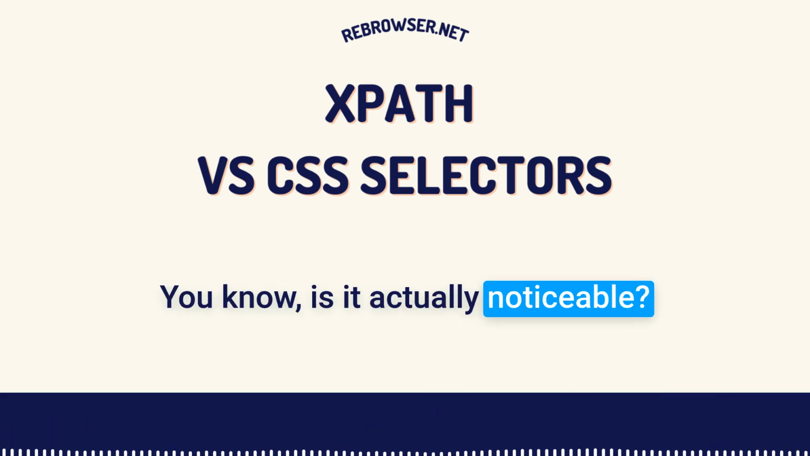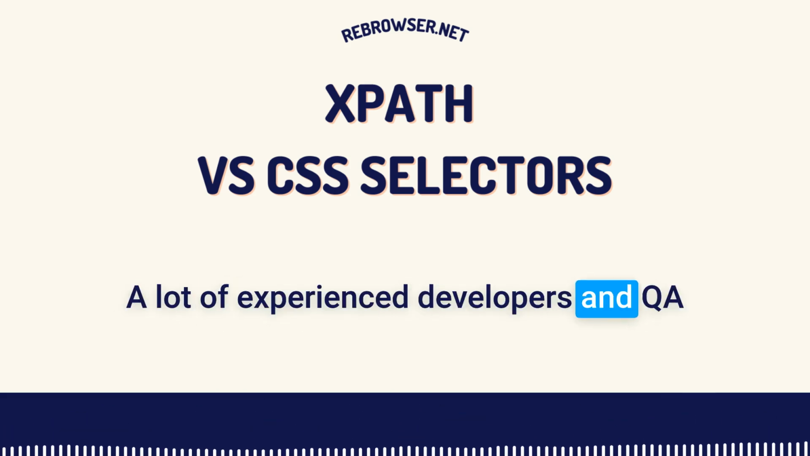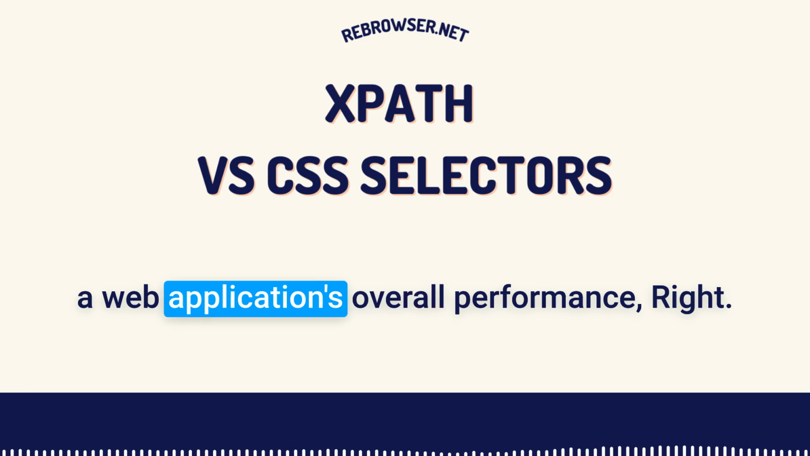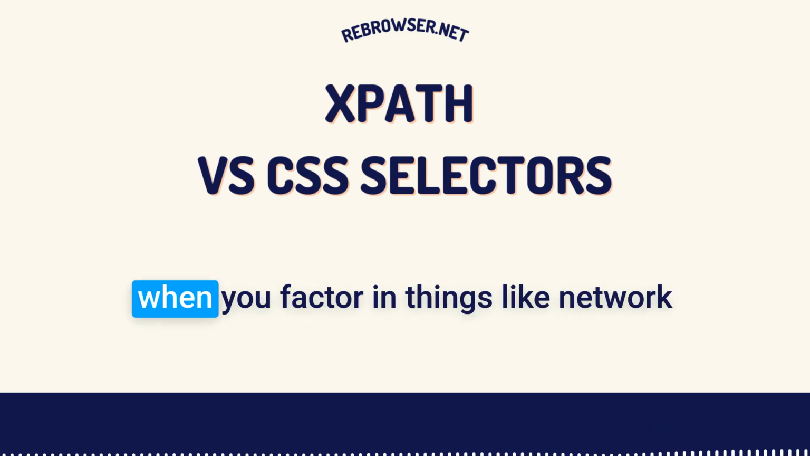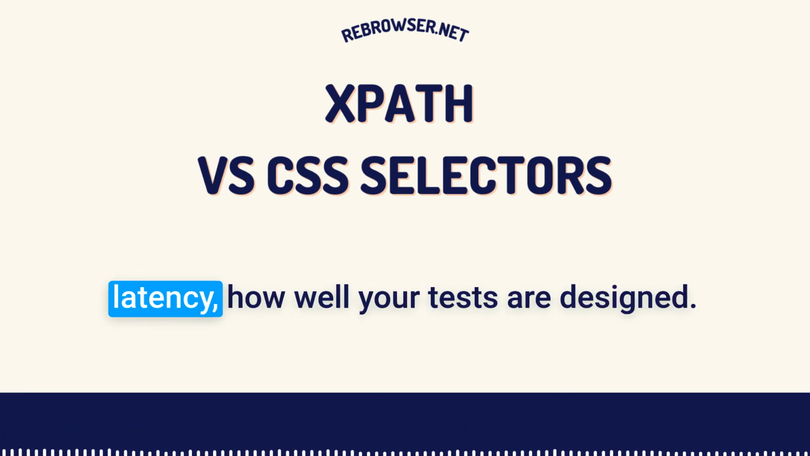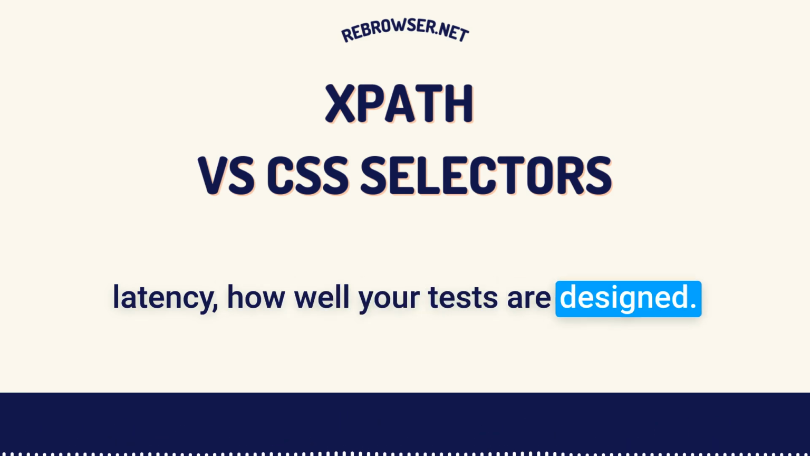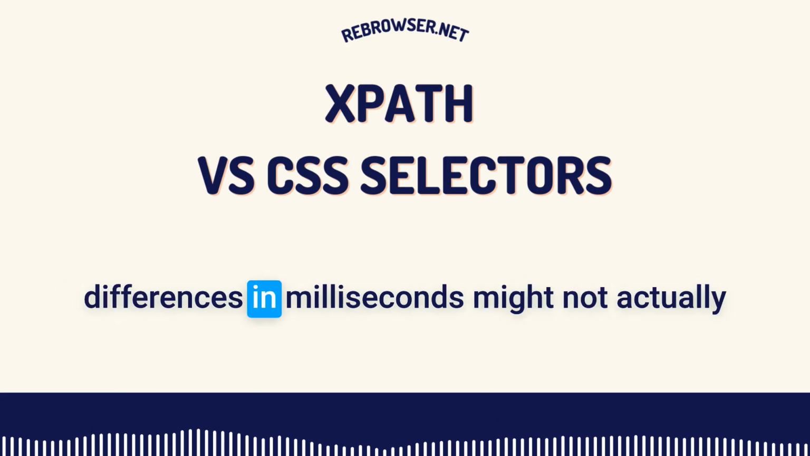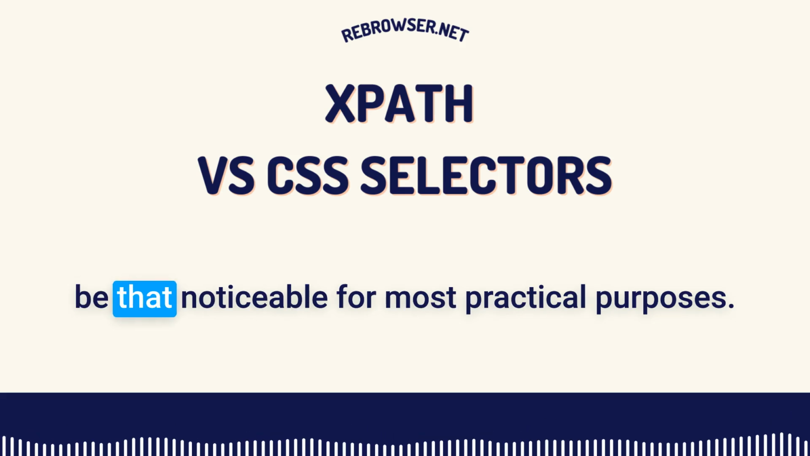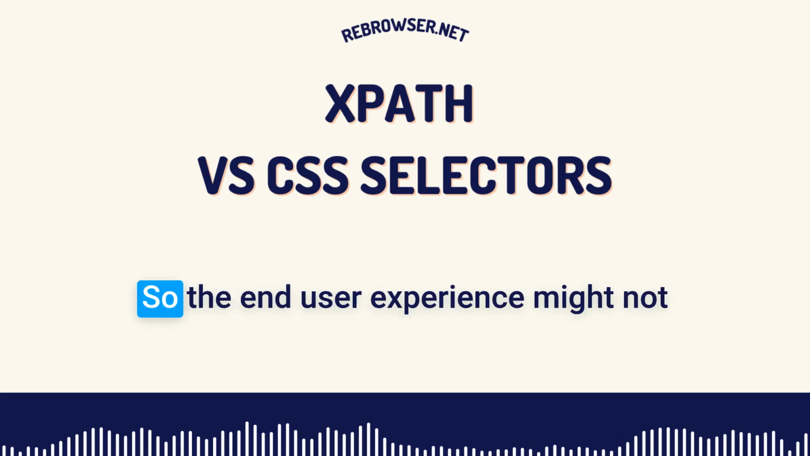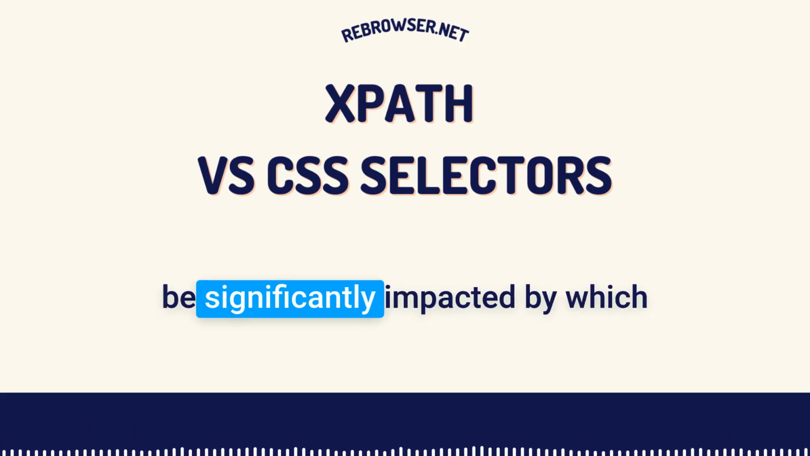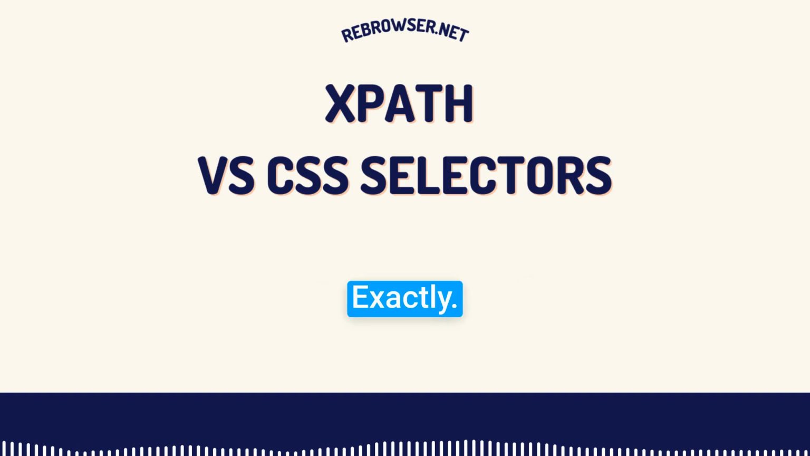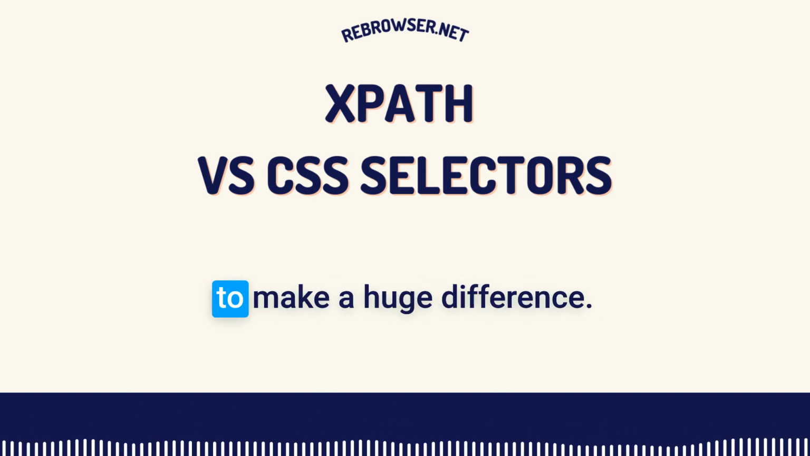Is it actually noticeable? A lot of experienced developers and QA engineers point out that in the grand scheme of a web application's overall performance, when you factor in things like network latency, how well your tests are designed, the complexity of the web page itself, those tiny differences in milliseconds might not actually be that noticeable for most practical purposes. So the end user experience might not be significantly impacted by which one you choose in most cases? Exactly. In many cases, it's not going to make a huge difference.